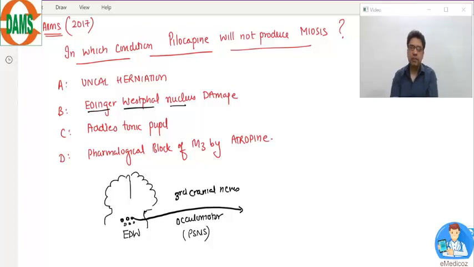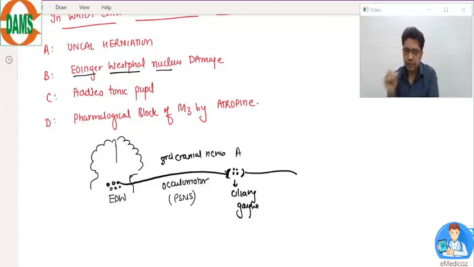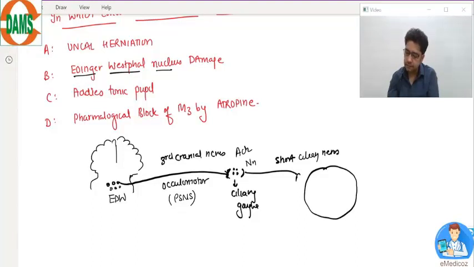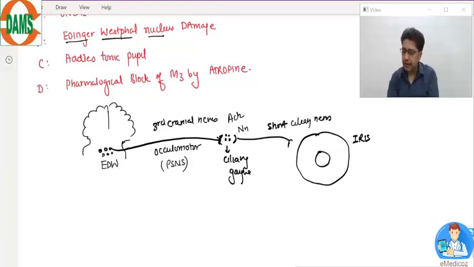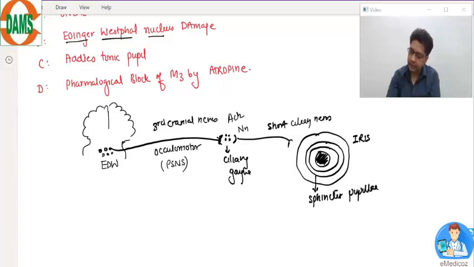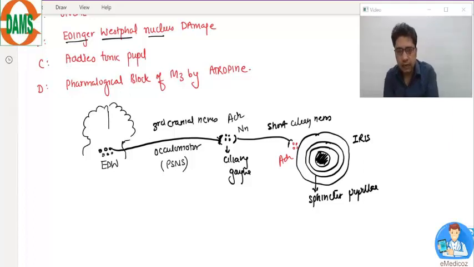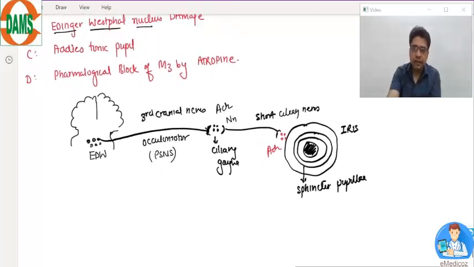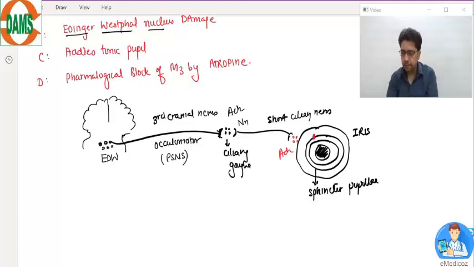Can you tell me which neurotransmitter is released in the ciliary ganglion? Acetylcholine. Okay. And acetylcholine acts on which receptor in the ganglion? NN. From here, short ciliary nerves arise, and these short ciliary nerves go to the iris. These are the muscles of the iris known as sphincter pupillae. And here what is released? Again, acetylcholine. And acetylcholine acts on M3 receptors of sphincter pupillae. Now what happens? Let's see the options.